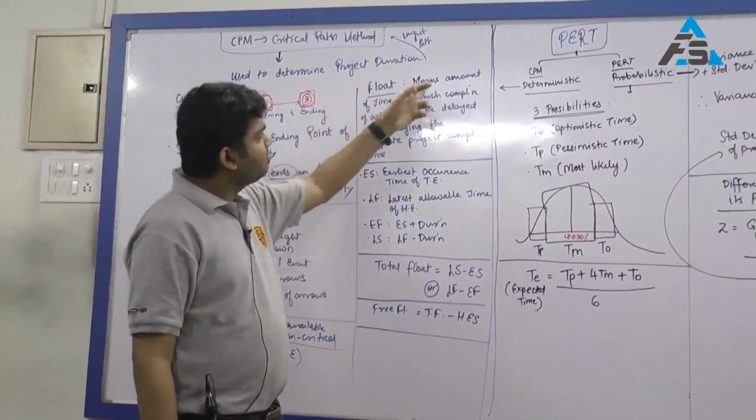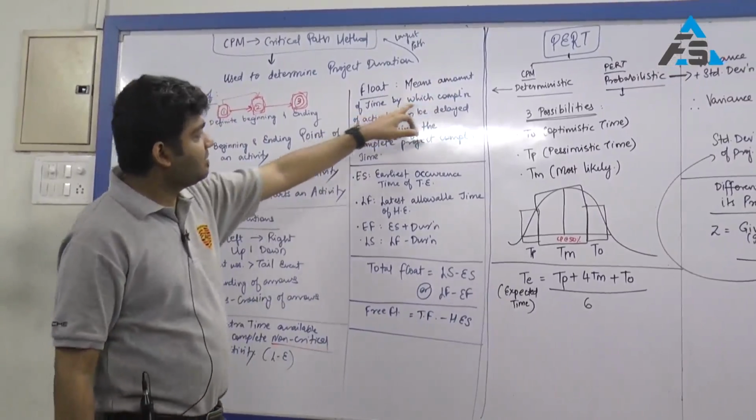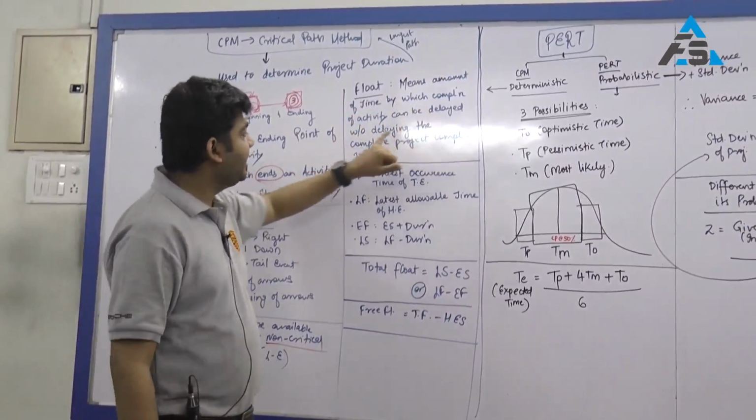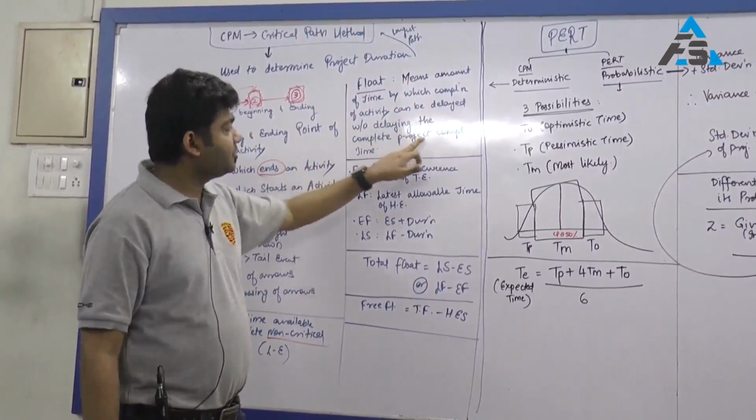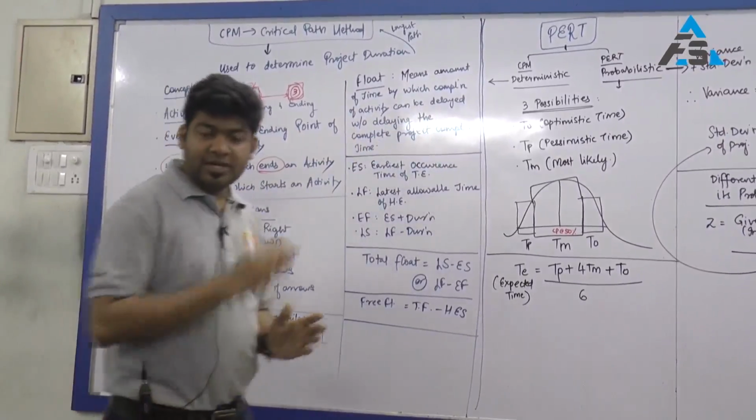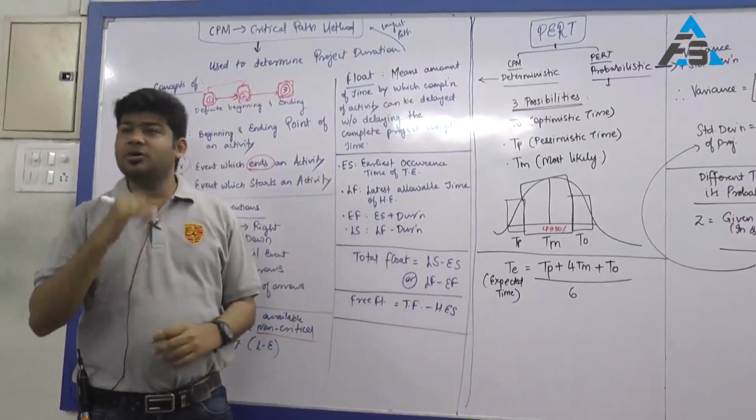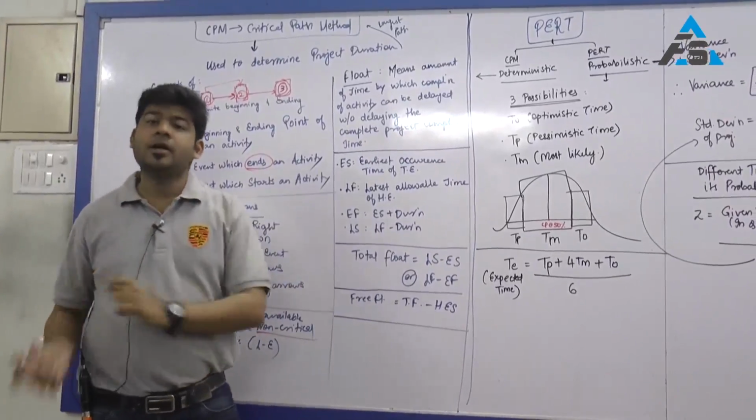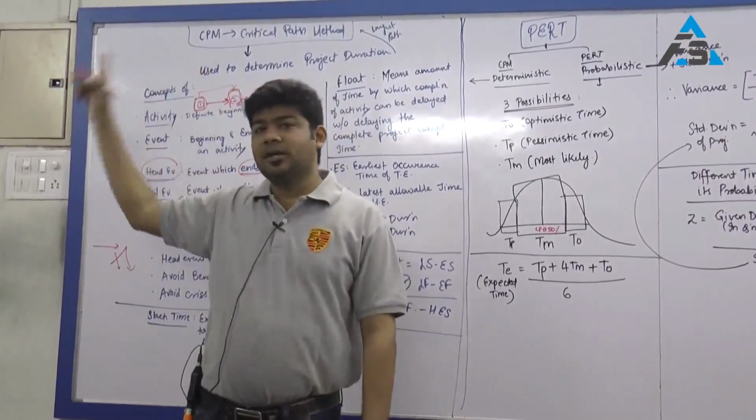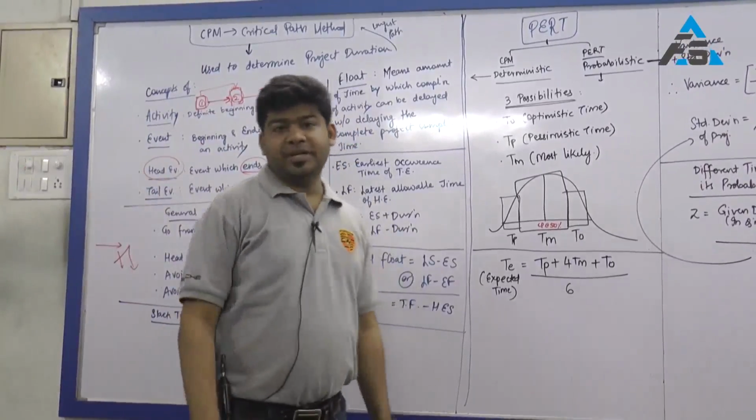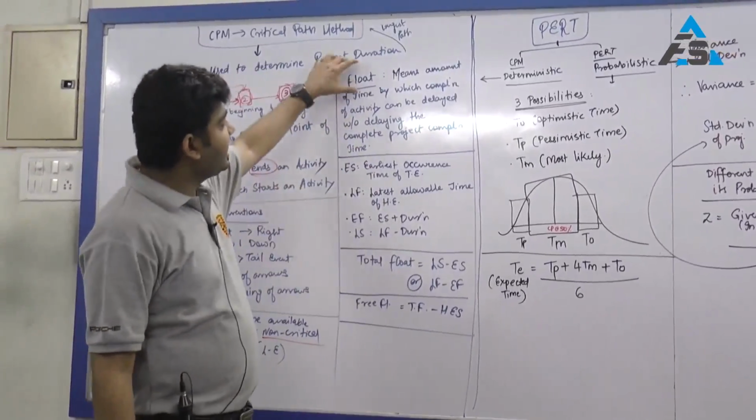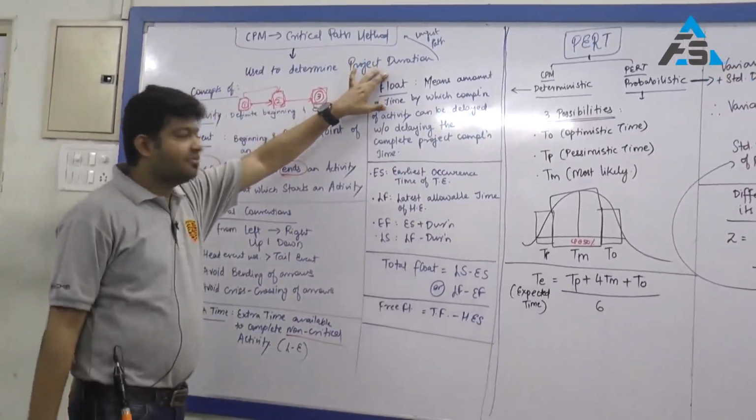Now float, a similar concept, means the amount of time by which completion of an activity can be delayed without delaying the complete project completion time. So there is an activity 1 to 2, there is an activity 1 to 3. If 1 to 3 is on the critical path, we cannot delay that. But 1 to 2 can be delayed and still the whole project will be completed on time. The duration by which it can be delayed will be called a float.